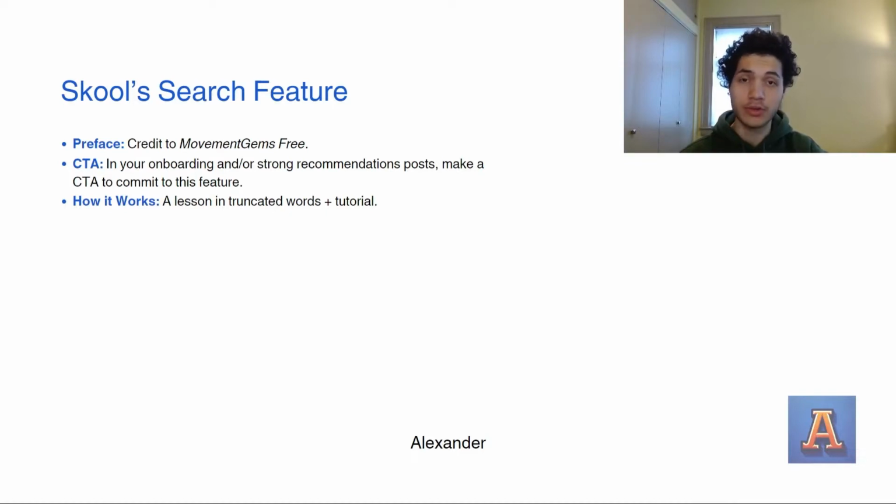As far as implementation goes, what you're going to want to do, in the capacity as a community builder and or manager, is to make a call to action, a CTA, for your members to actually commit to with regards to this feature. So in your onboarding and or strong recommendations posts, make a call to action to commit to this feature. Now, I mentioned onboarding and strong recommendations because this is less of a rule and more of a strong recommendation in terms of how your members should interact with your community space. If you want to make it a rule, then by all means, but I don't think that this should be a mandatory rule per se, but as a community builder and or manager yourself, I'll leave that up to your judgment.